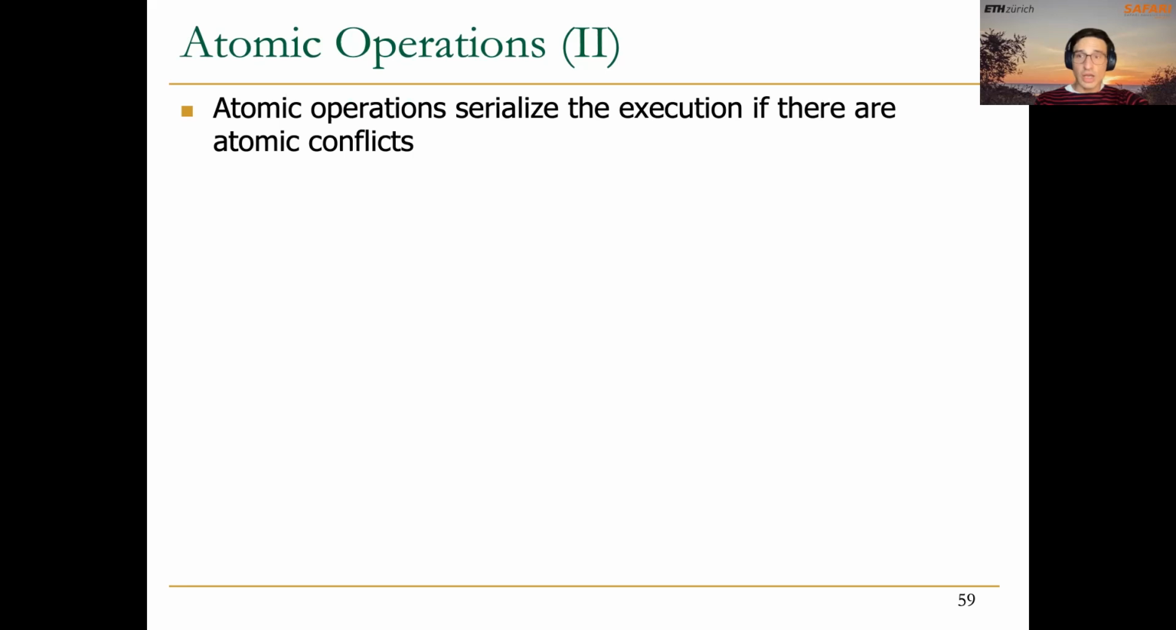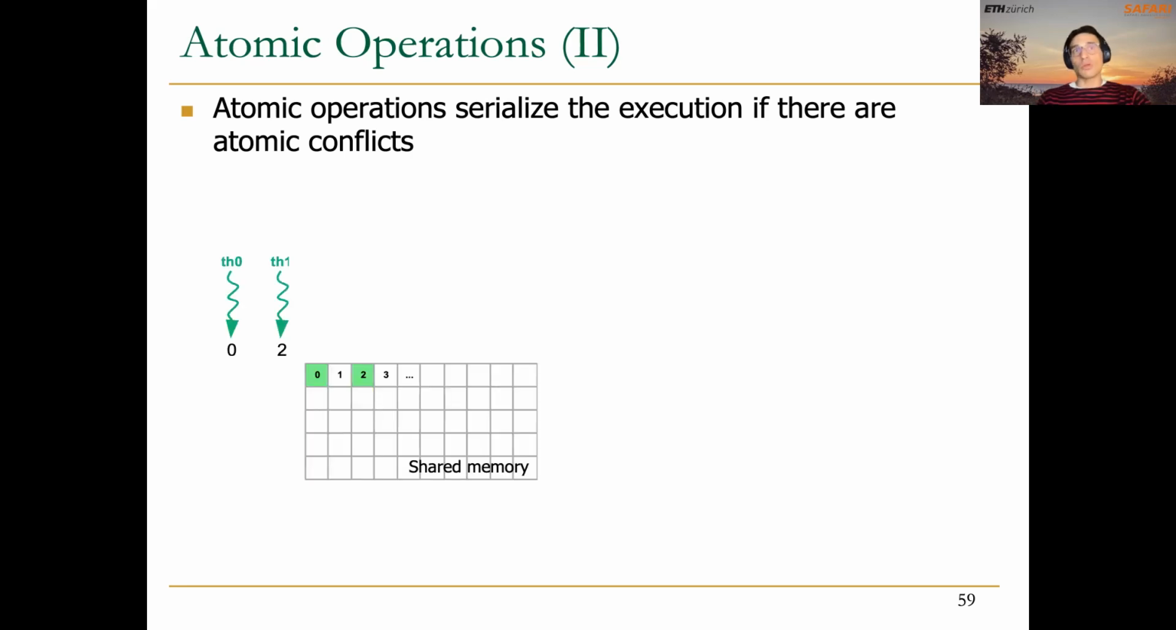Atomic operations are very useful because they allow different threads executing at the same time to avoid data races, and this way have, let's say, correct final results. The problem is that they may serialize the execution if these threads that need to access and update the same elements in memory belong, for example, to the same warp.